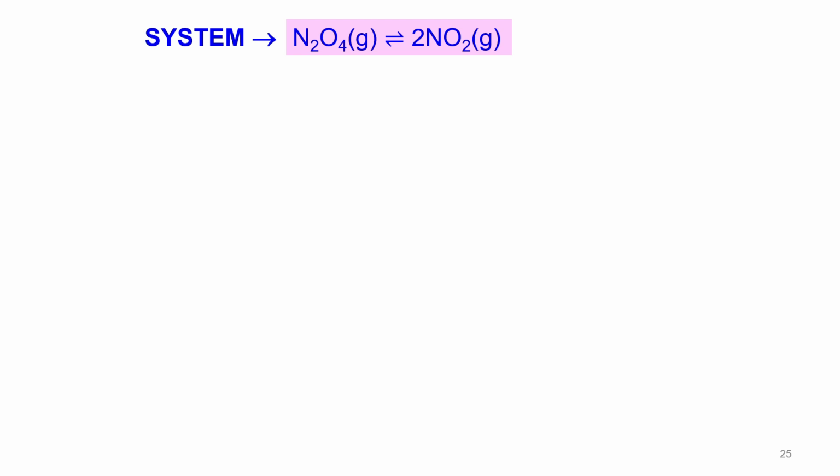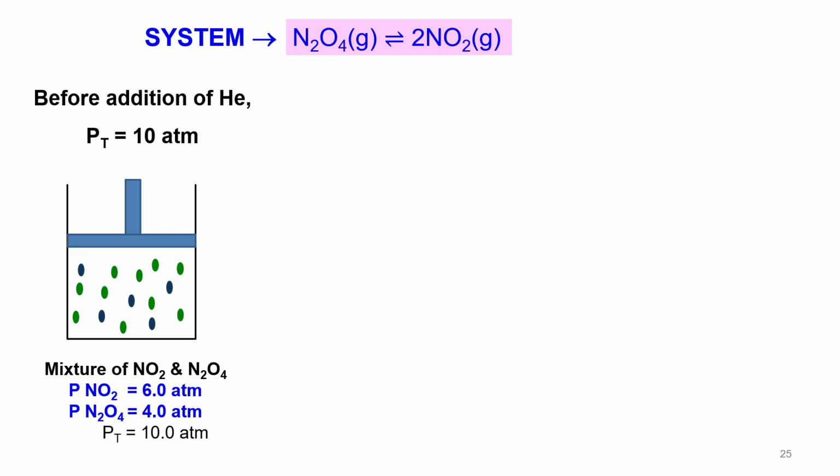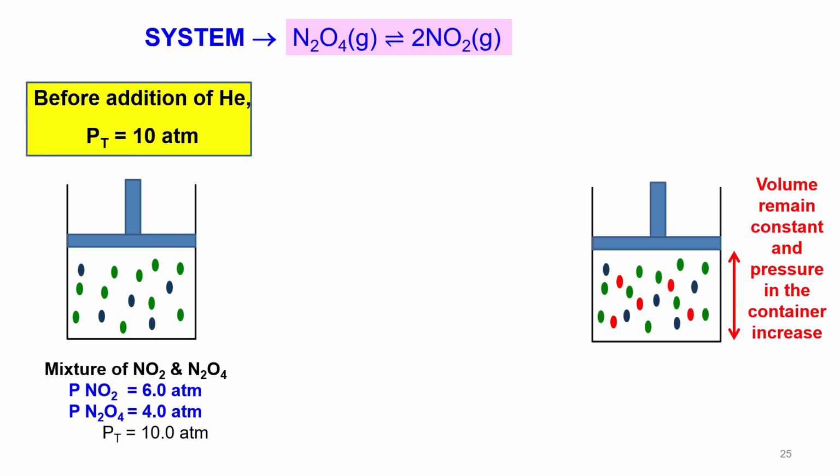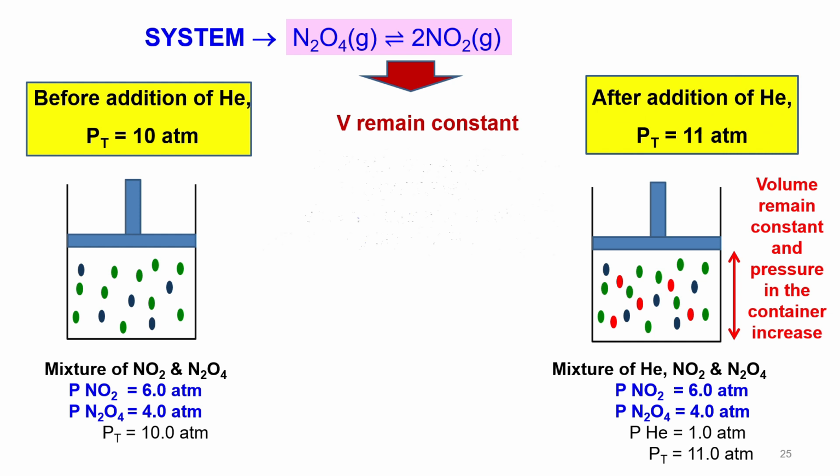So another example. So the system is N2O4 gas produce 2NO2 gas. So mixture of NO2 plus N2O4 is 10 atm before addition. Okay. After addition, volume will remain constant, but the total pressure dia akan increase. Okay. Volume remain constant and pressure in container increase. Jadi dia akan jadi berapa? 11 atm. So dia akan shift. Okay.